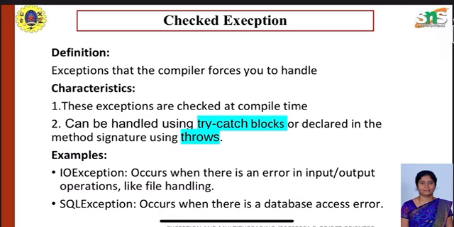First, we can see what is meant by checked exception. These are exceptions that the compiler forces you to handle, which means if an error occurs at compile time, it is called a checked exception. These exceptions are checked at compile time only. They can be handled by using a try-catch block or declared in the method signature using throws.